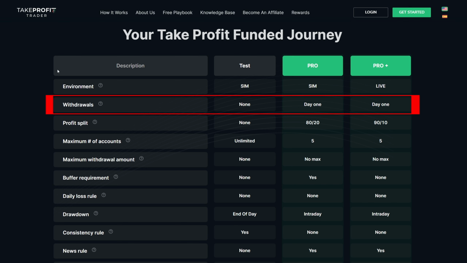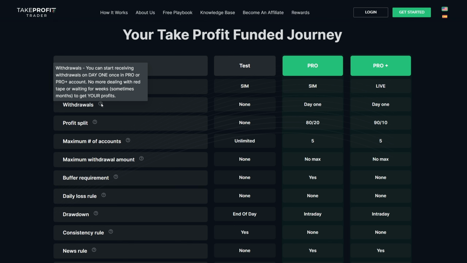But notice, once we go into the Pro or Pro Plus account, we can see that we can get paid every single day. Any day that we are over the buffer, we can go ahead and request a payout. If you select that drop down right there, you can see where it shows you. You can get paid every single day that you're over the buffer.